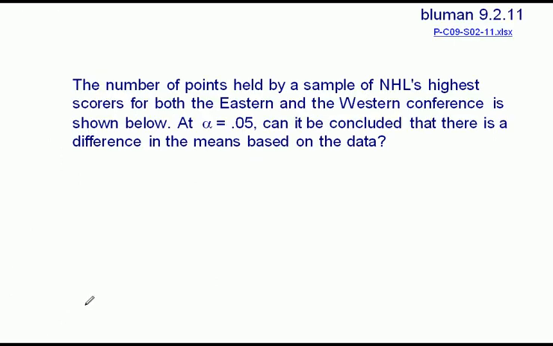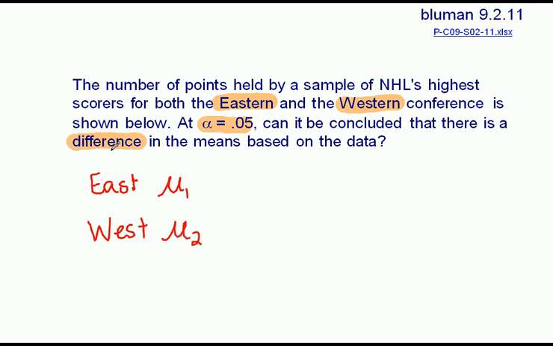And now for another example of independent tests. I'm looking at the Eastern and Western conferences of the National Hockey League. My significance level is 0.05, and I want to know, is there a difference? All important pieces of information. If I let the Eastern Conference represent mu1, and I let the Western Conference represent mu2, the word difference implies not equal.